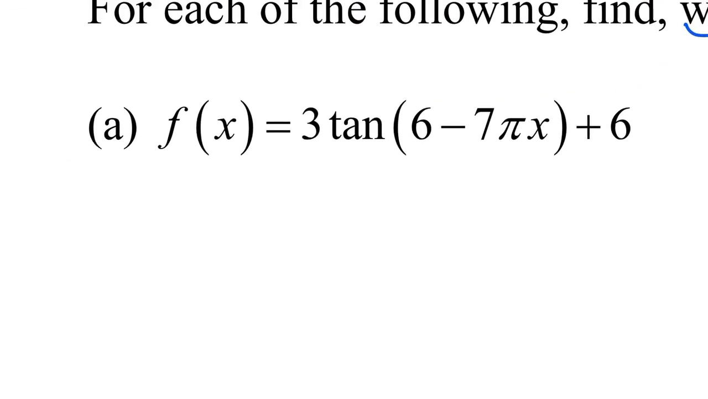Step 1, figure out what function you're working with. Here we're working with tangent. What do we know about tangent? We know tangent has a period of pi by default. This is before the transformations. It has vertical asymptotes every period. Every cycle, there's a new vertical asymptote.